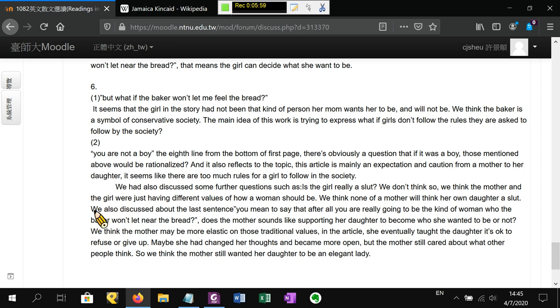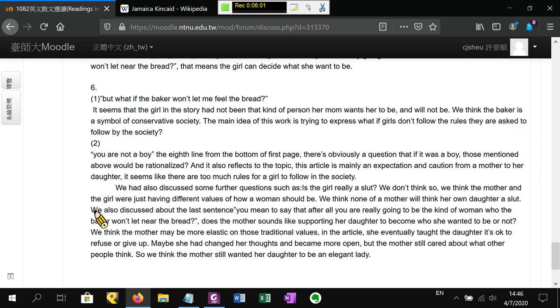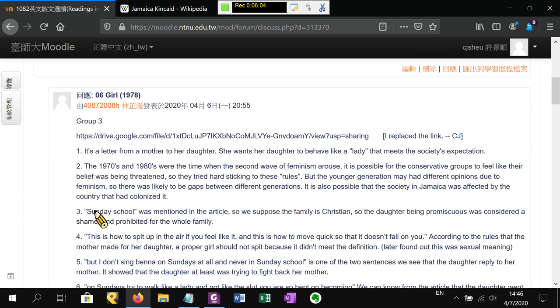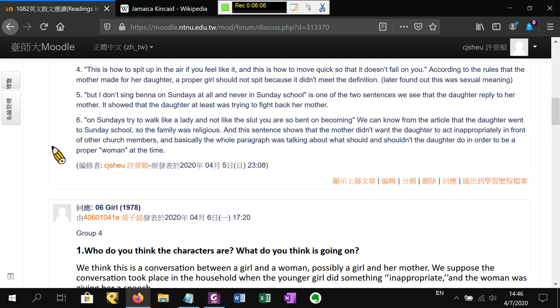Okay, let's look at a different group's choice. Group three, you guys chose, "on Sundays try to walk like a lady and not like the slut you are so bent on becoming." So there's religion here, and there's the idea that the mother doesn't want her daughter to act inappropriately. So that connects directly to the mention of being a slut or becoming a slut, which connects directly to the reason why the mother is passing on these instructions to her daughter.